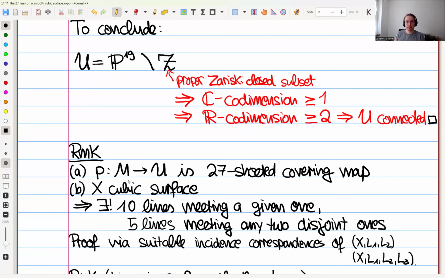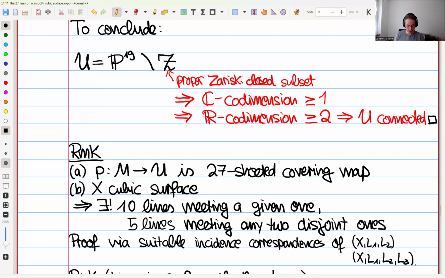And then if you remember, we also had these extra characterizations of the lines, namely if X is a cubic surface. In a special example, we have seen that given any line in the cubic surface, there's 10 other lines meeting it and lying in the surface. And given 2 disjoint lines, there's 5 lines meeting those 2. This we checked for the Fermat cubic. And in fact, this holds for arbitrary smooth cubic surfaces.